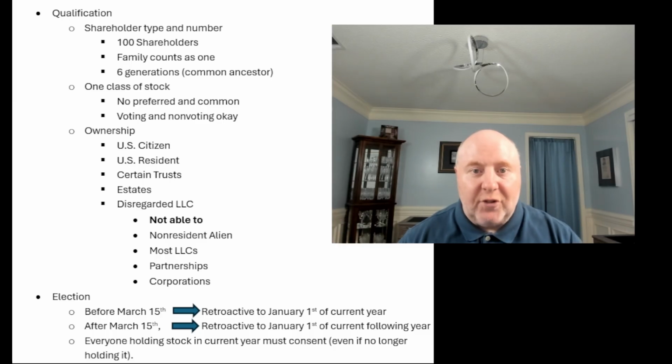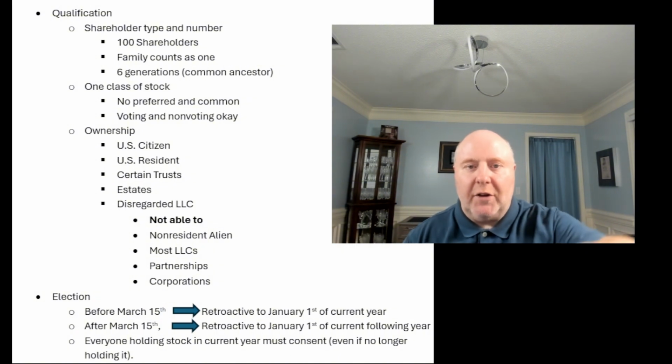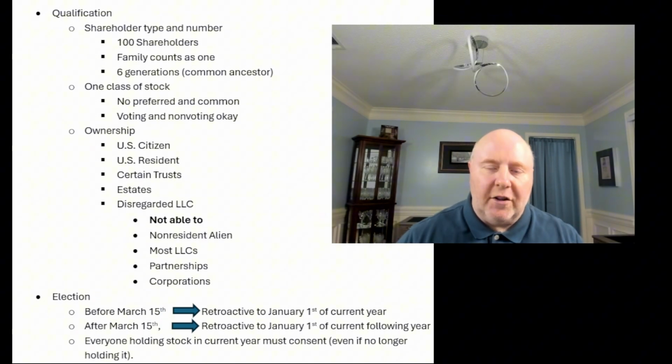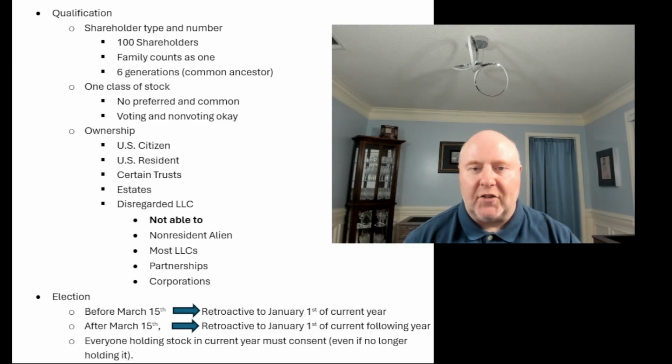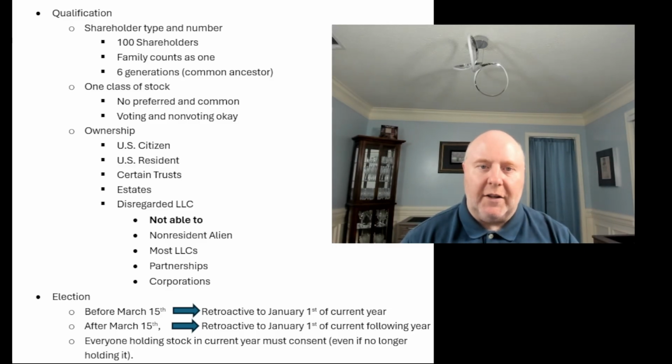So that's the way that our rule works. So on or before March 15th, go to January 1st. Otherwise, you're going all the way until the first of the next year. So you've got to be able to get those dates down as to when it's going to be effective. Okay, March 15th or the 15th day of the third month is what our rule is.